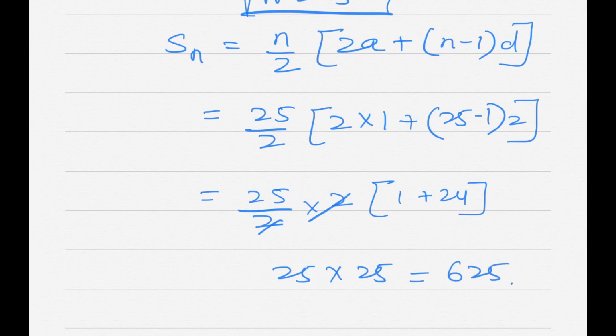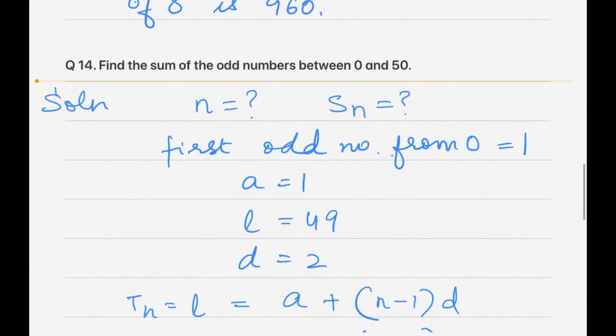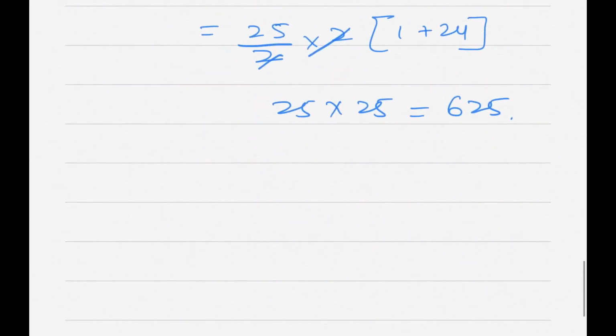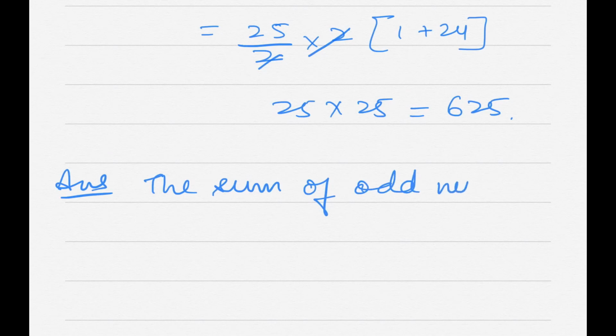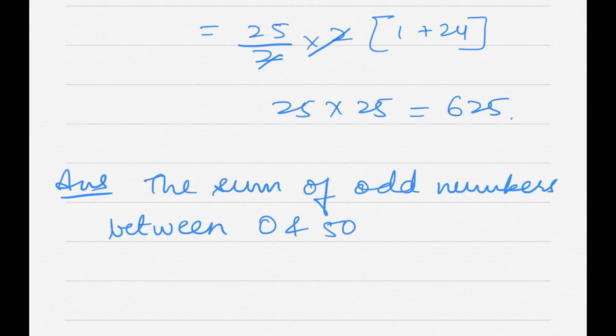So that's the answer. We were asked the sum of odd numbers between 0 and 50. So the sum of odd numbers between 0 and 50 is 625. So we are done with the 3 questions, 12, 13 and 14 in this video. Now we'll move to the next questions in our next video. So stay tuned.